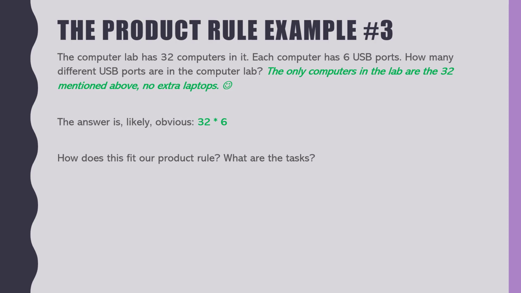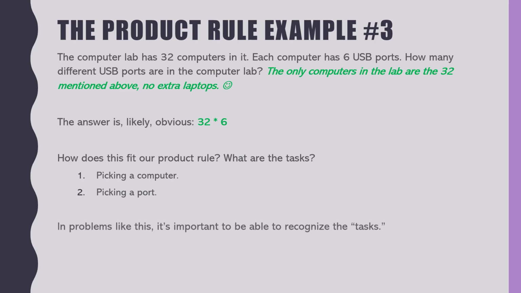What are the tasks, though? That's what I want to make sure we understand. Because when these problems get bigger and bigger and you want to use this method, you need to see what the tasks are so you understand what you're doing. So what are the tasks? Pick a computer and then pick a port, right? Yeah, makes sense? Pick a computer, pick a port, okay? So again, simple, but it's foundational to this counting stuff, all right? And with these kinds of problems, it's important to be able to recognize what the tasks are, all right?